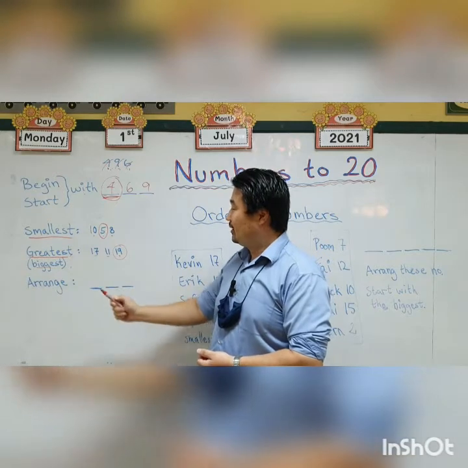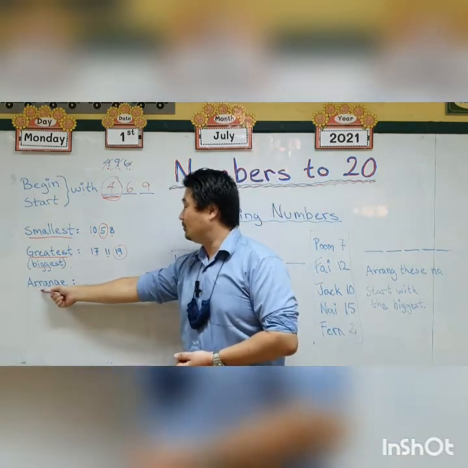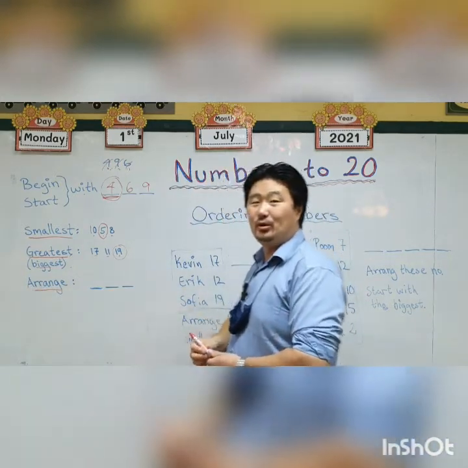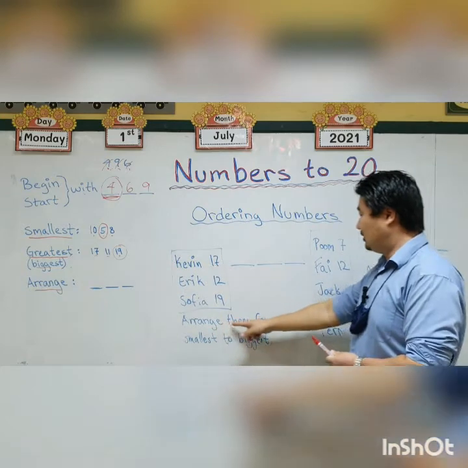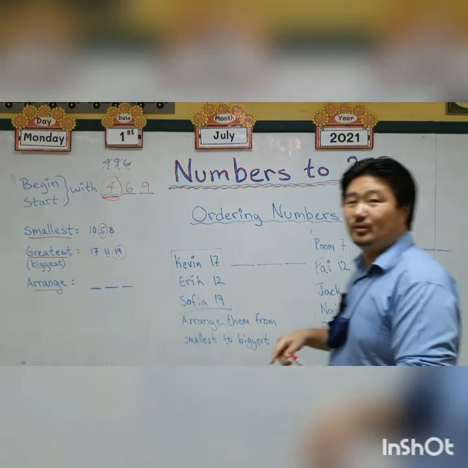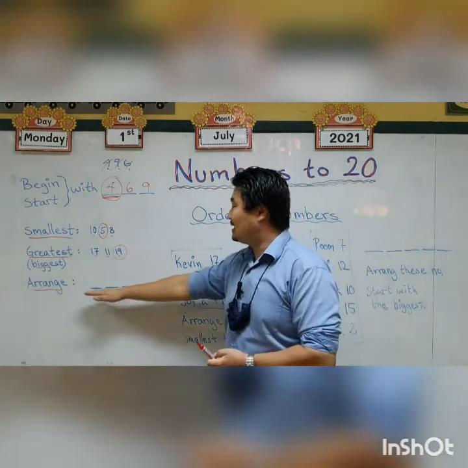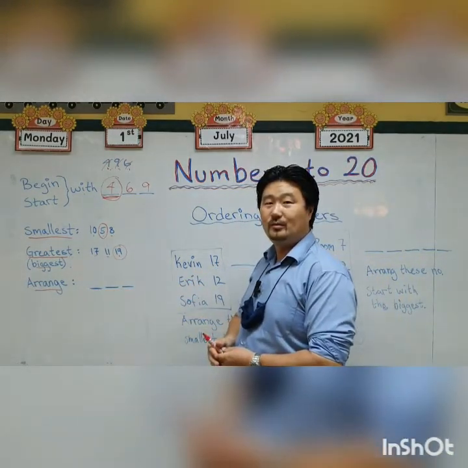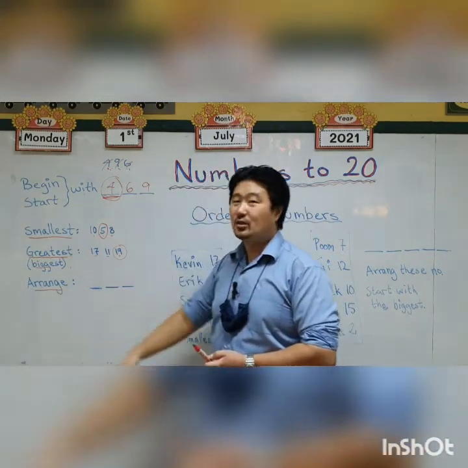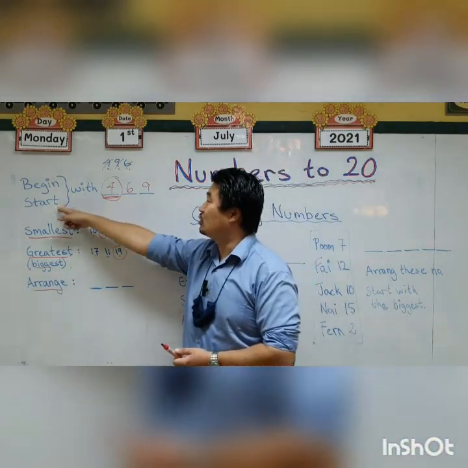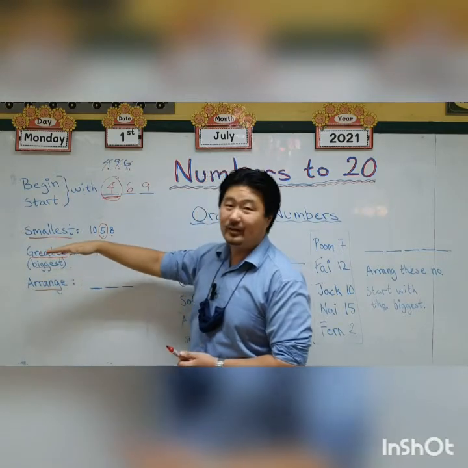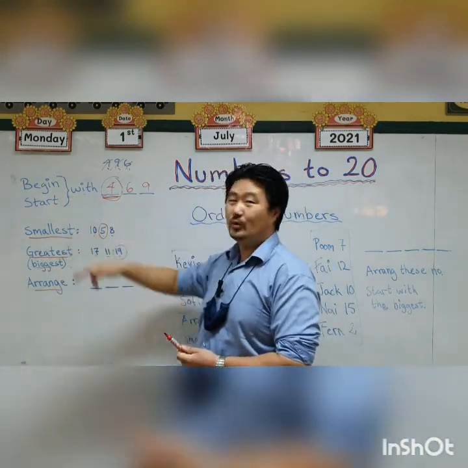Okay, good. And the last word is arrange. So, arrange the numbers. Arrange means to place them in order. You arrange them in order. But just the word arrange does not say which number you have to start or begin with. So the question needs to use several of these words.